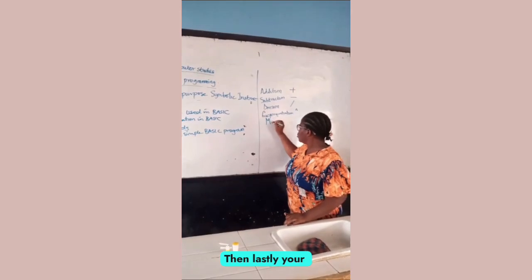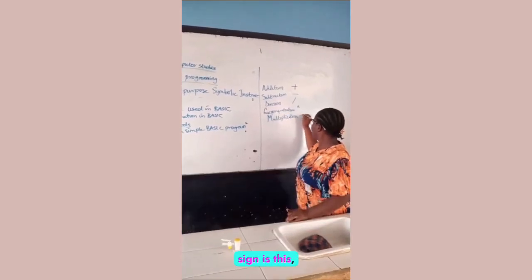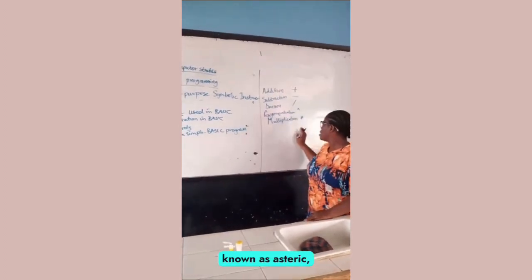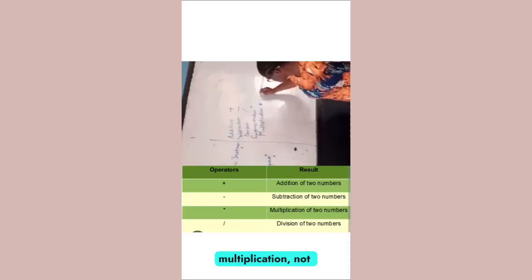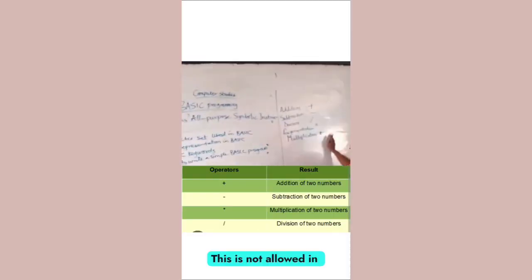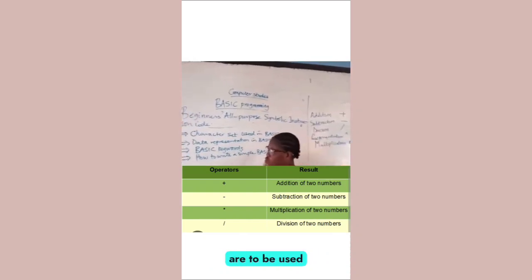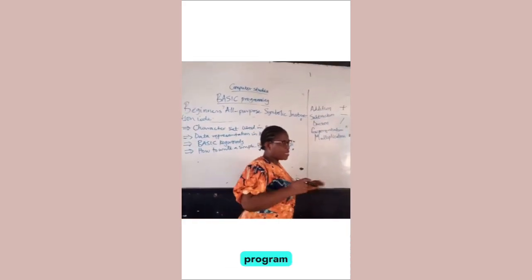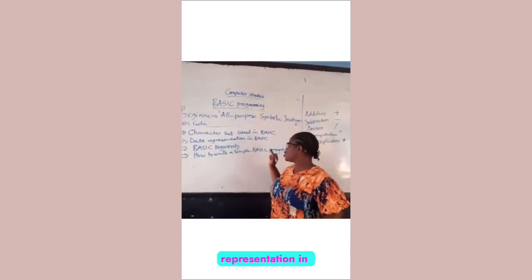Then lastly, your multiplication. In BASIC, the multiplication sign is this, the one that is generally known as asterisk. But in BASIC, this is the one that is used for multiplication, not this. This is not allowed in BASIC. So these operators are to be used whenever you're writing a BASIC program that has to do with calculation.